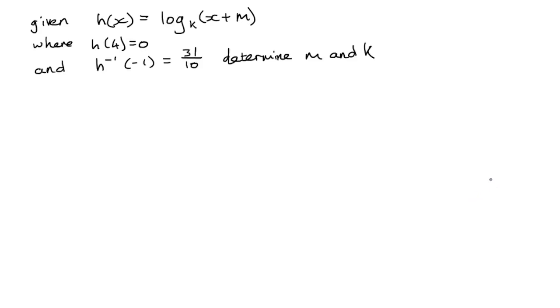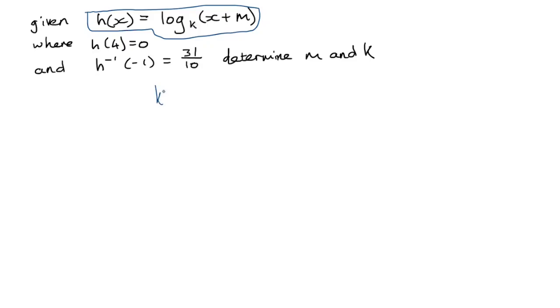This video is such a great example of getting ourselves out of the hassle and loss of logs. We're given h(x) equals log base k of (x plus m), and that h(4) is naught, and the inverse h^-1 of minus 1 is 31 over 10. For starters, let me just come back up to here and say I like to get it out of logs immediately. So the base is the base.